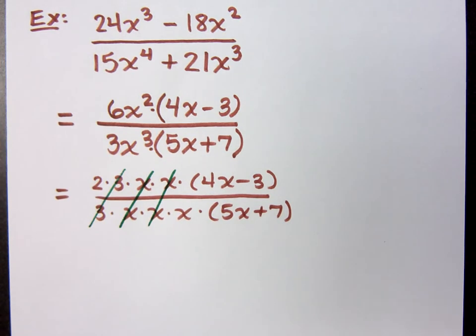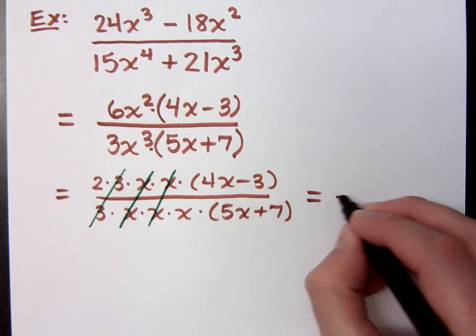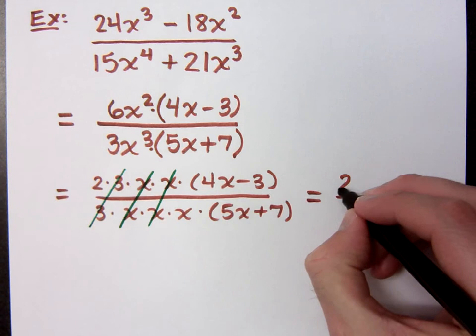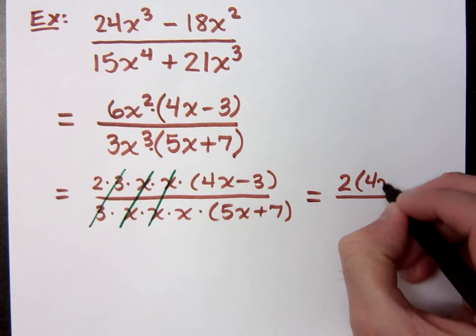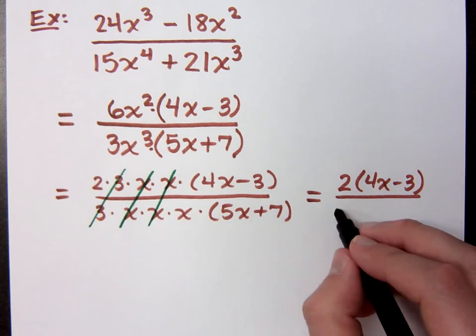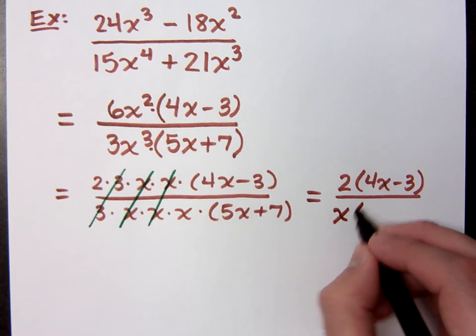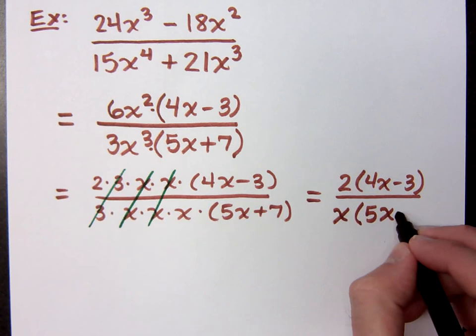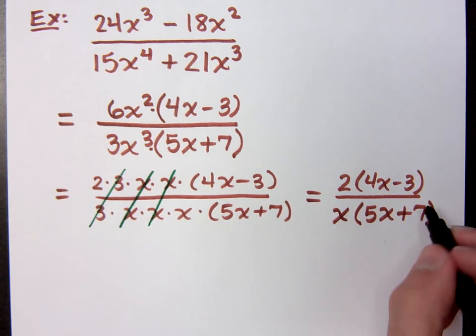So, in my final answer, you see that in the numerator, all that's remaining is a factor of 2 and the 4x minus 3. What's in the denominator? x and then 5x plus 7. Do you all agree? Yes. Okay.